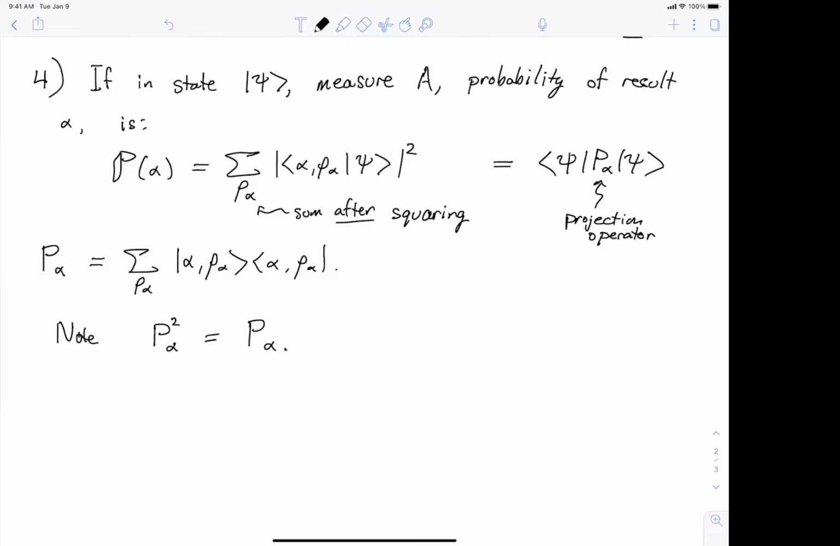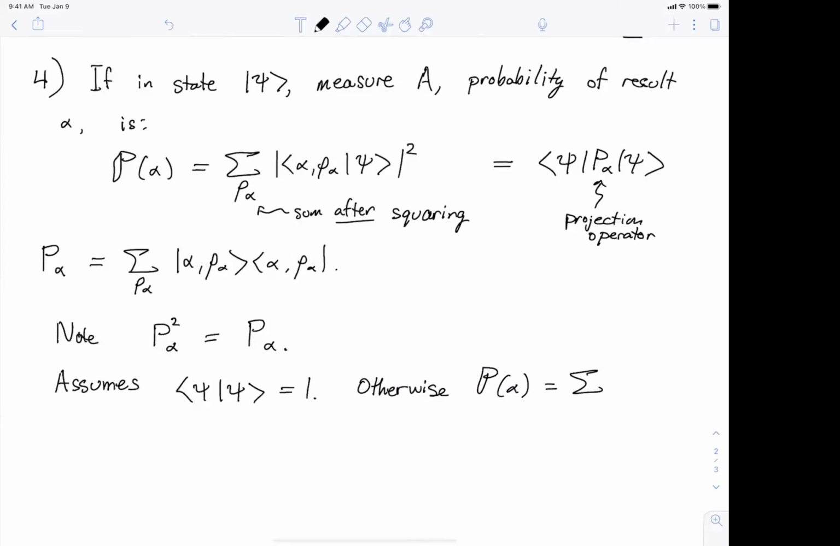Okay, and everything I wrote up there assumes that the norm was 1. So if it's not 1, then you might have to divide by the norm. Otherwise, the probability is the same thing, but now you are dividing the whole thing by the norm of the state.